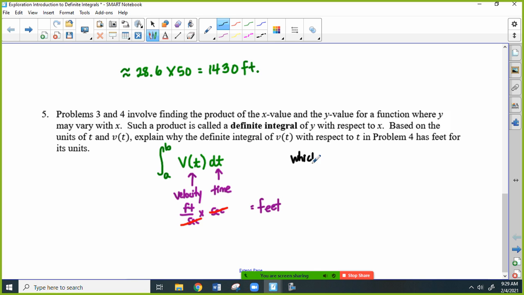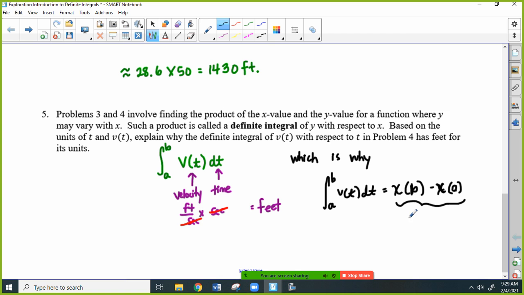All right, which is why the integral from a to b of v of t dt equals the position at the end minus the position at the beginning of the interval, okay? These are positions or distance, right? Which is feet. So when you integrate a rate, you get a distance or a position, okay? The answer is not another rate.